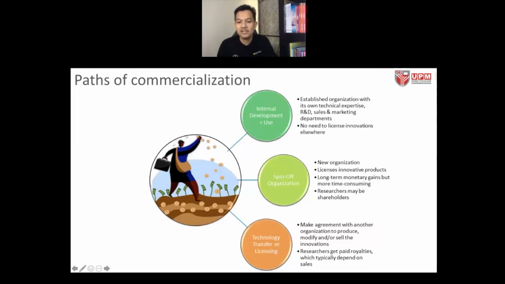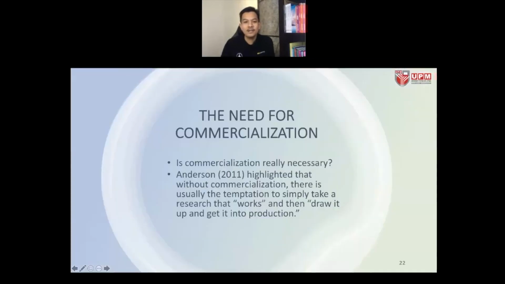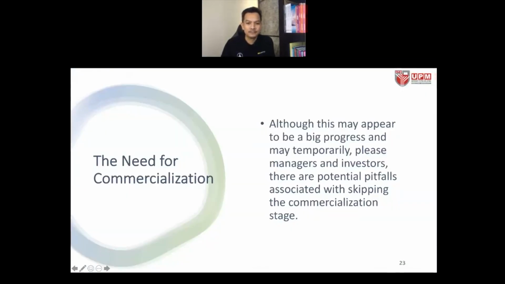Researchers may be shareholders, right? And then finally, technology transfer or licensing. It can be done by making an agreement with another organization to produce, to modify, or to sell the innovations, where the researchers will get paid in terms of royalties, which typically depend on the sales, right?